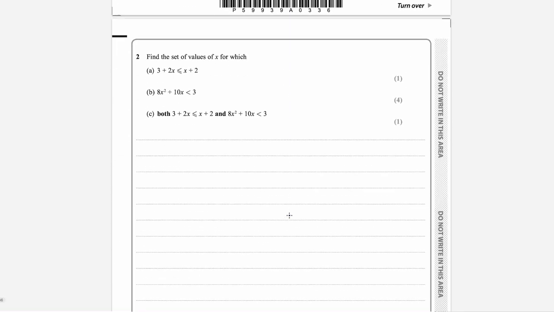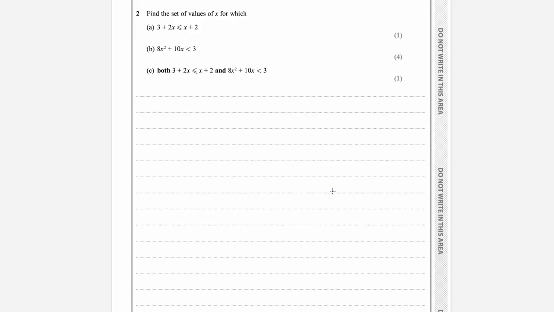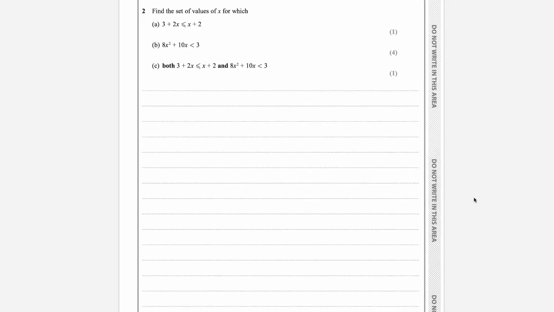Okay, question 1 done. Question 2. Find the set of values of x for which this is true. This one is only worth 1 mark and should be straightforward. So we just rearrange. 3 plus 2x less than or equal to x plus 2. x on the left, 2x minus x, and numbers on the right, minus 3. This is x less than or equal to minus 1.